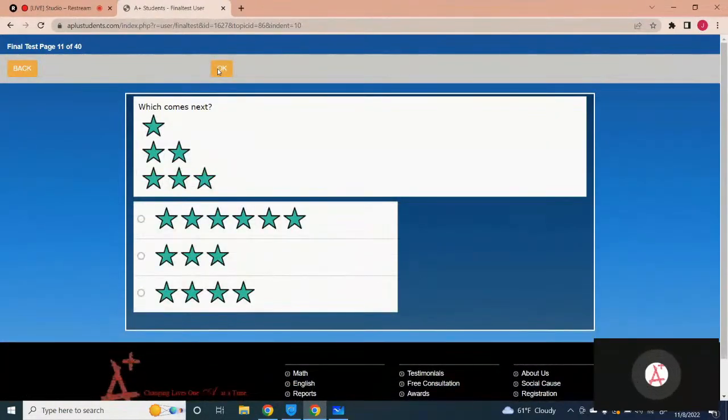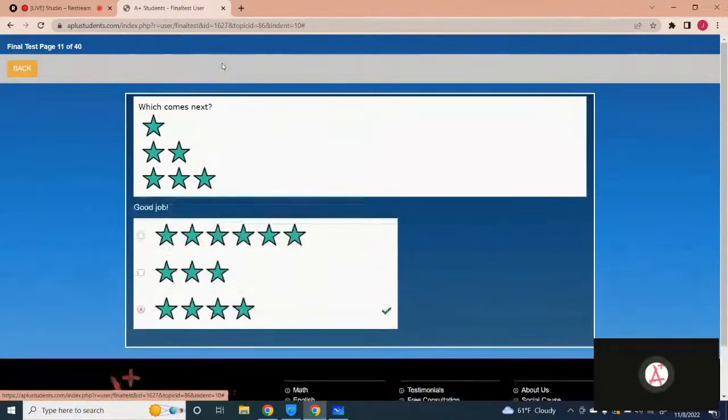Okay, which comes next? Option number 3 is the correct one. Got it? Because for the next time, you have 4 of the stars. The patterns are growing, so option number 3 is the correct one. Just select the correct option and click on the OK button.